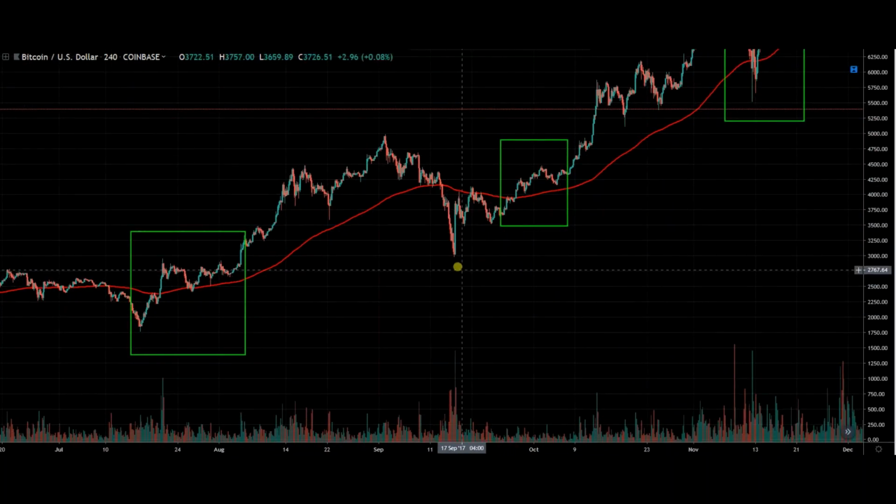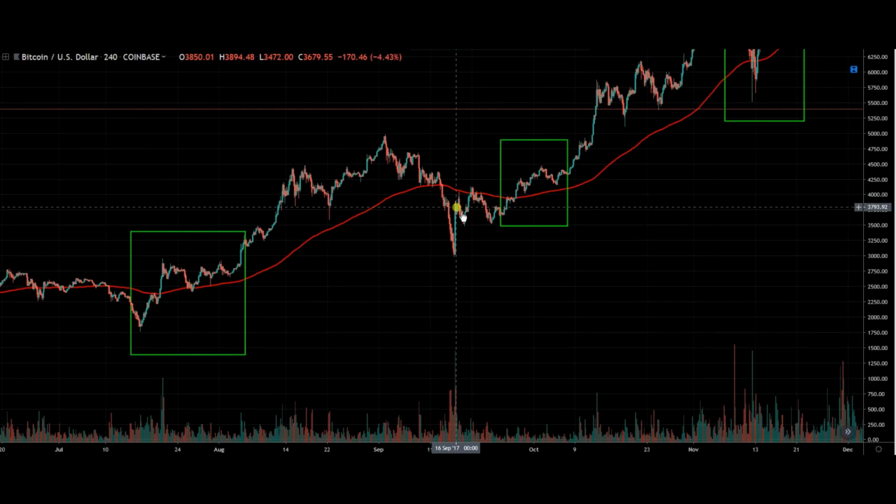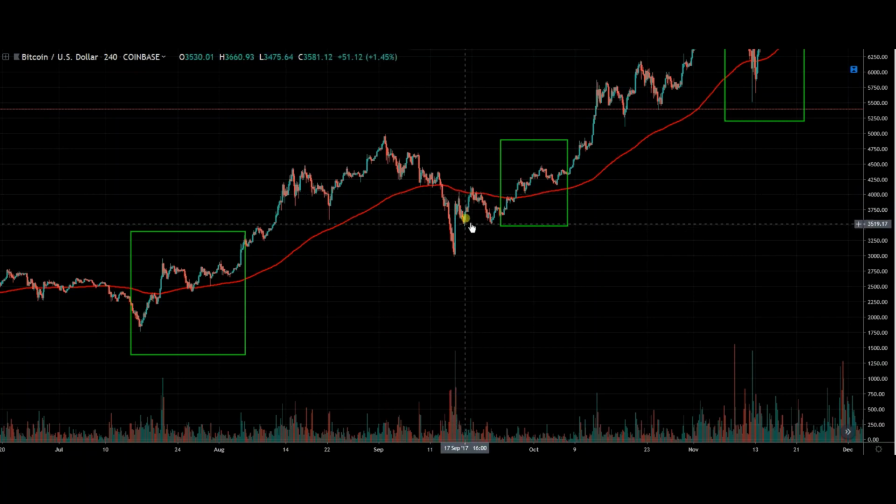Now price broke below. It was a V-shaped pattern again, so you would be concerned that this is potentially going higher. But it did touch the moving average. If you shorted, you could have potentially made some money on that.